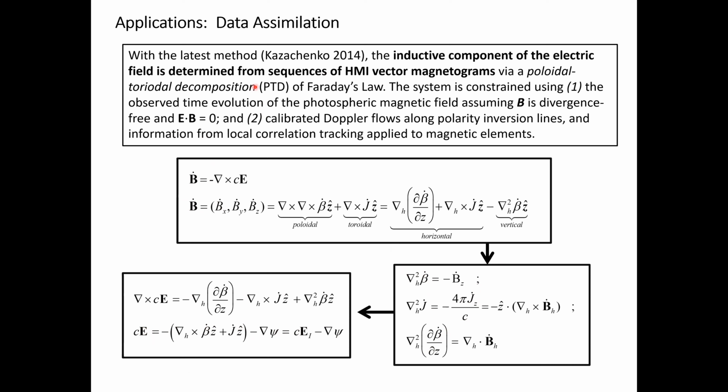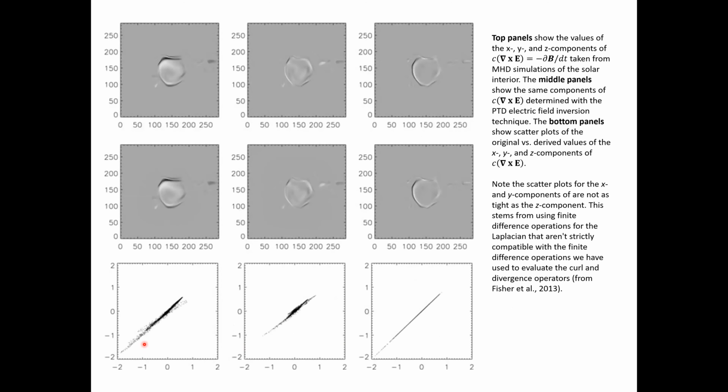There's a bunch of stuff that goes into this. We're using assumptions that the magnetic field is divergence-free and that it's ideal. We're taking calibrated Doppler flows along inversion lines, and also information from local correlation tracking applied to magnetic elements. And all of that boils down to an electric field that we hope is at least consistent with what is observed and can be plugged into the models.